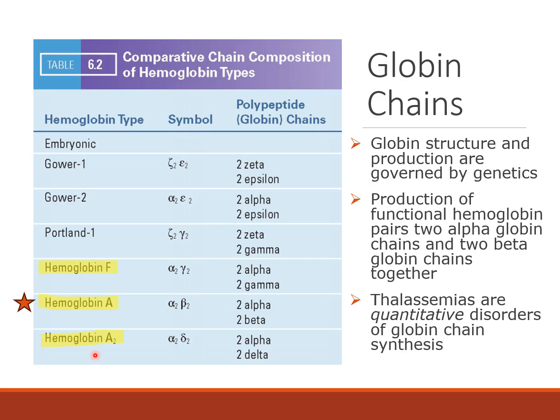Now, again, globin structure and production are governed by genetics, and the production of functional hemoglobin pairs 2 alpha globin chains with 2 beta chains together under normal circumstances, but we have thalassemias that are quantitative disorders of the globin chain synthesis. It can be alpha chains or beta chains, and usually it's one or the other. So we have alpha thalassemias, which are associated with deletions of alpha globin chains, or beta thalassemias, that are associated with the deletion of beta genes. So let's talk about those.